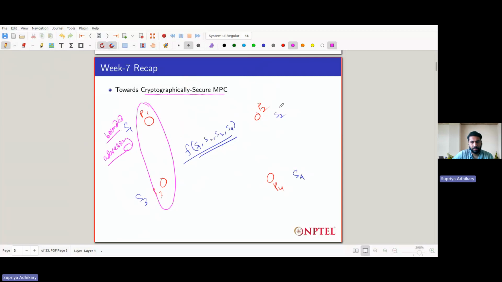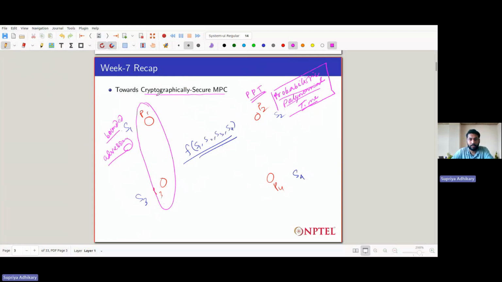Now, by bounded adversary, we mean PPT adversaries. PPT adversary means probabilistic polynomial time adversary. That means the algorithms that the adversary would run to compute this secret are assumed to be probabilistic polynomial algorithms.